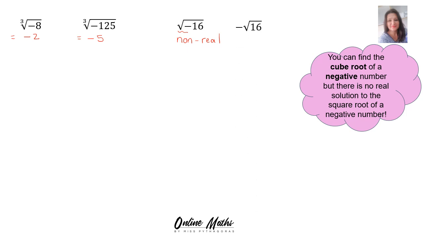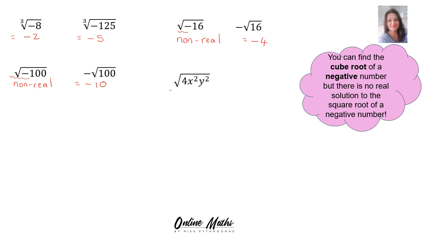This one, the minus, is outside of the square root sign. So that one's answer is negative, and then the square root of positive 16 is 4. The square root of minus 100, non-real. Why? You cannot find the square root of a negative number. This one, the negative, is outside of the root sign. So you wait with the minus. The square root of positive 100 is 10.